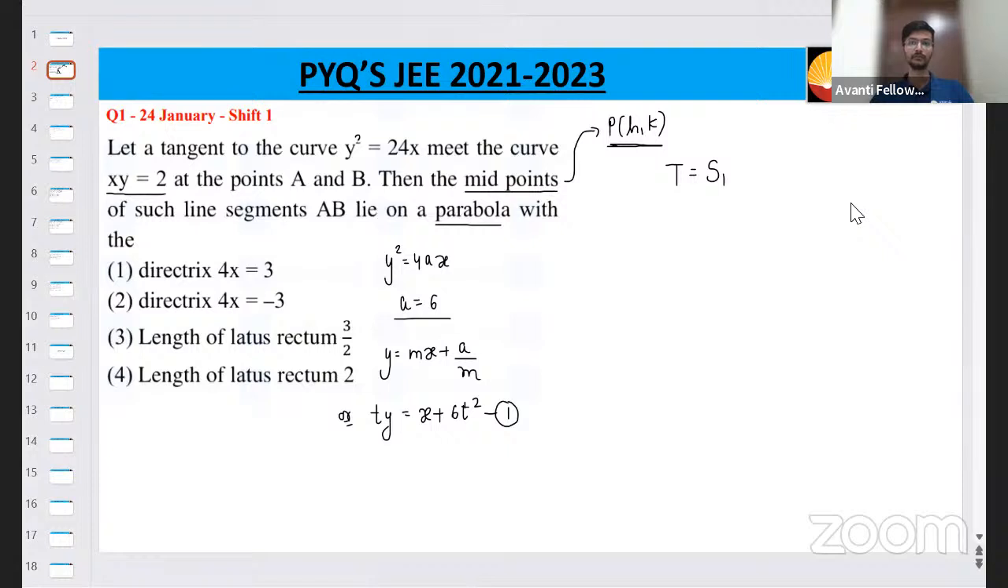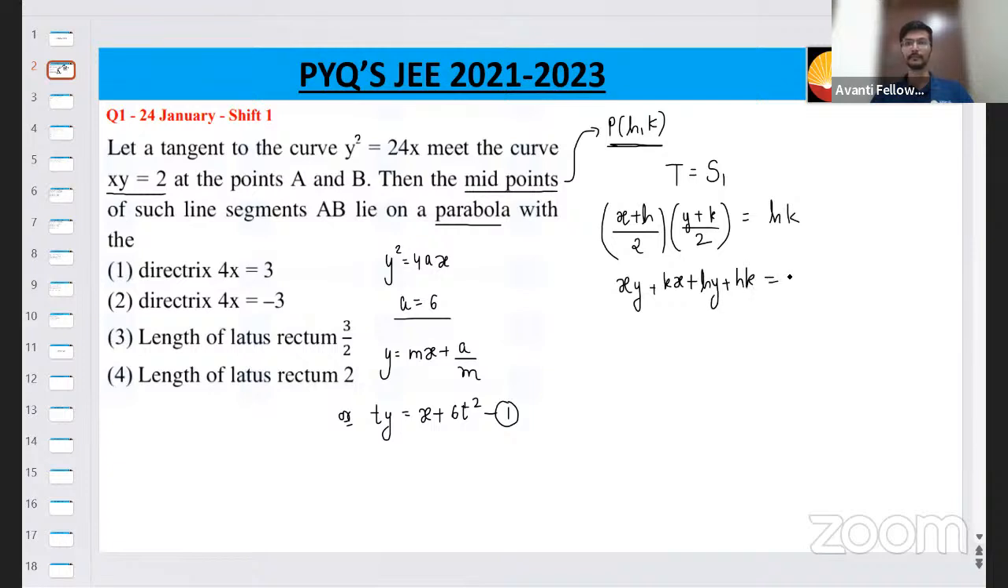So if I write T equals S1, what will I get? T, I hope you know what is T. It is (x plus h) upon 2 into (y plus k) upon 2. S1 is just substituting the point. So what we'll get? xy plus kx plus hy plus hk is equal to 4hk.